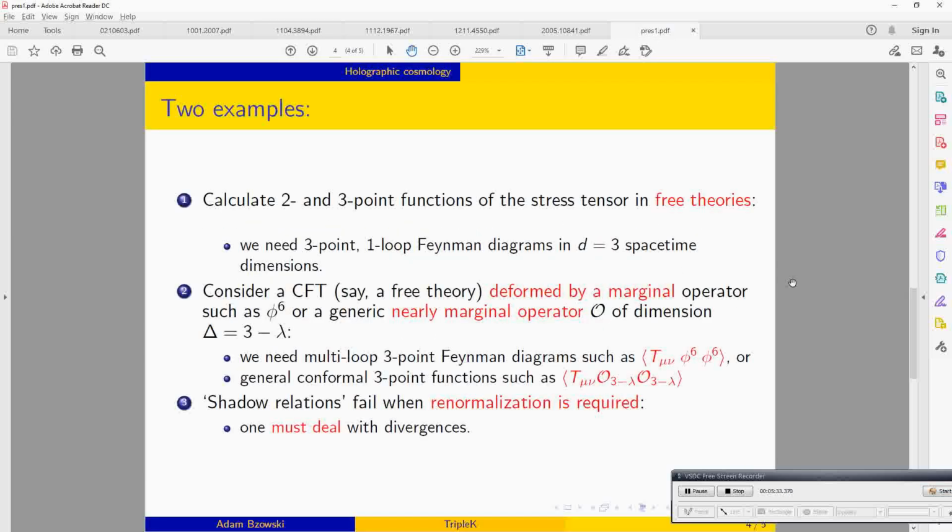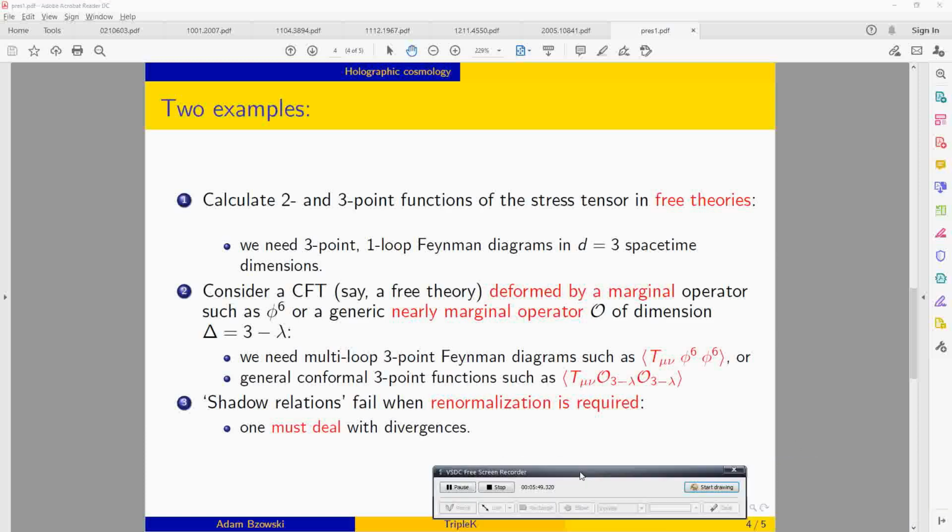So what are the examples that we want to consider? Basically, the two main examples. Let's take the dual field theory to be just a free theory, and then when we want to evaluate things like the three-point function of the stress tensor, in free theories we just need to calculate three-point, one-loop integrals in d equals 3 spacetime dimensions.